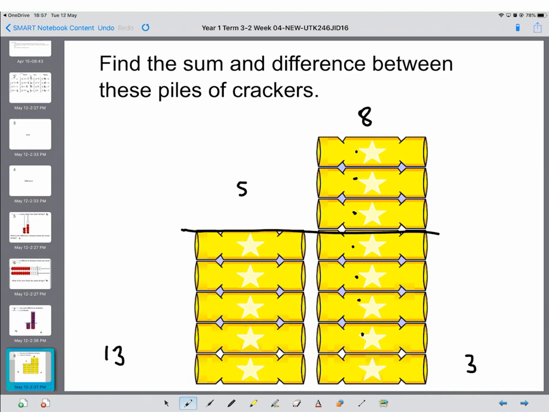Now obviously if it helps you, you could be making piles of these, you could be using counters and lining them up however you find it useful, but you may be able to just see it from the screen.